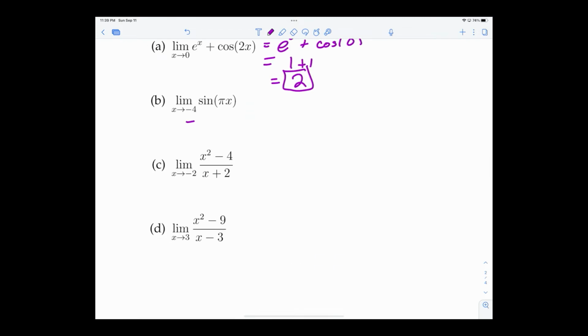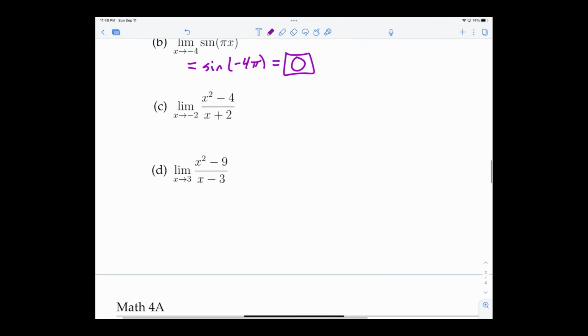This one, again, there's nothing stopping you from just plugging in negative 4. So this is sine of pi times negative 4. I'll write it as negative 4 pi. If you don't know, every multiple of pi, sine of any multiple of pi is 0. Or, again, use a calculator.